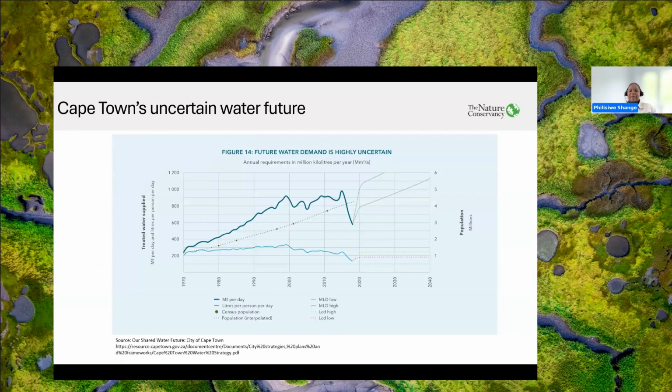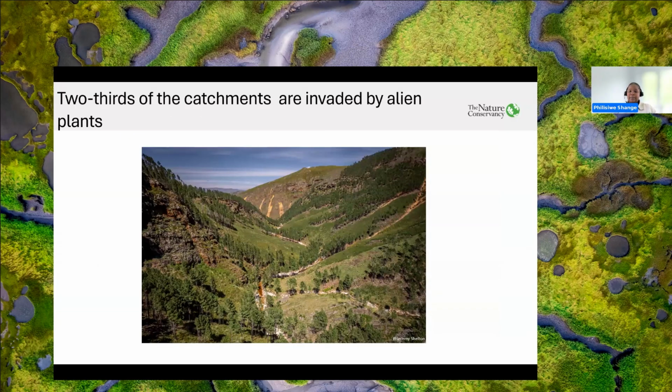Go ahead. Okay. So the future for water in the Cape Town region is uncertain due to rising temperatures and also increase in population. The water scarcity problem is not only because of climate change. We also have an enemy in our catchments. Most of our catchments that supply the city with water are highly invaded by invasive alien plants. And these plants use more water than our native species, and they affect the water flow and the water that reaches the dams.